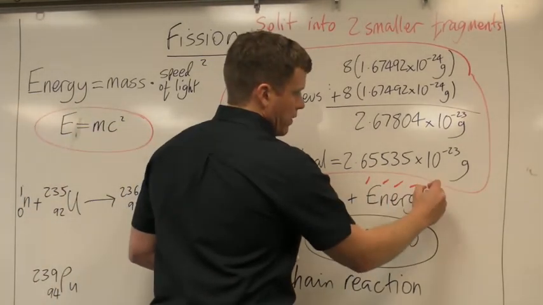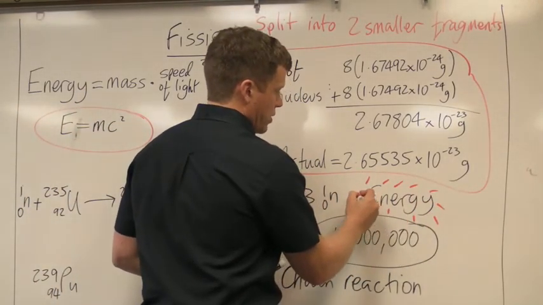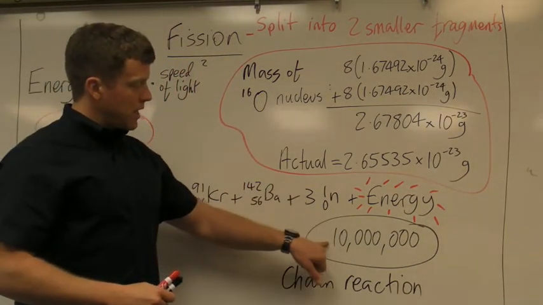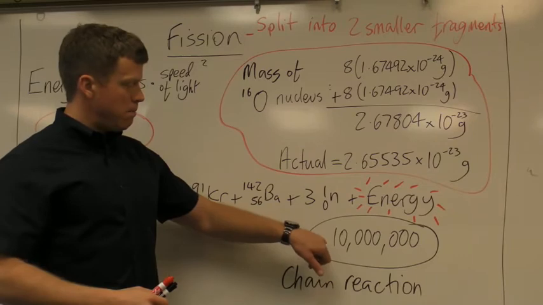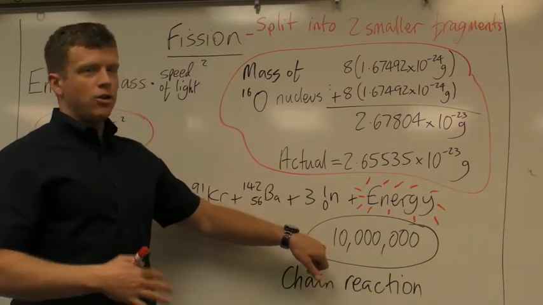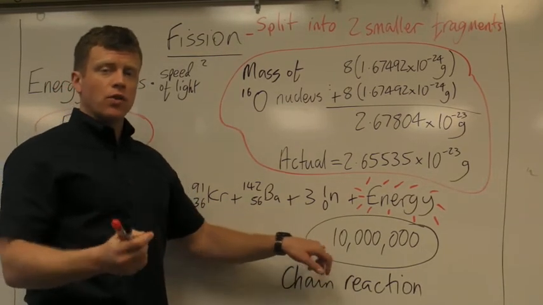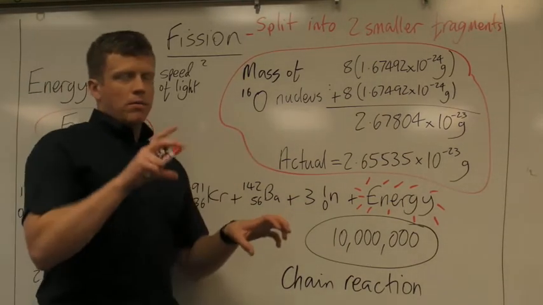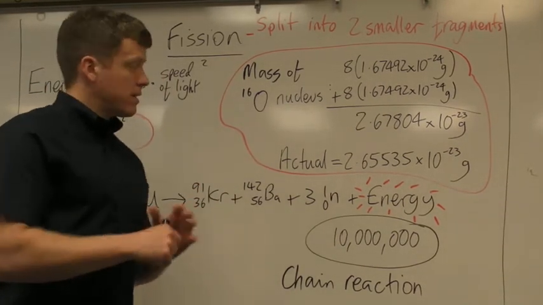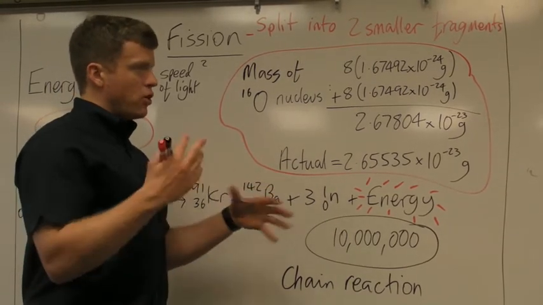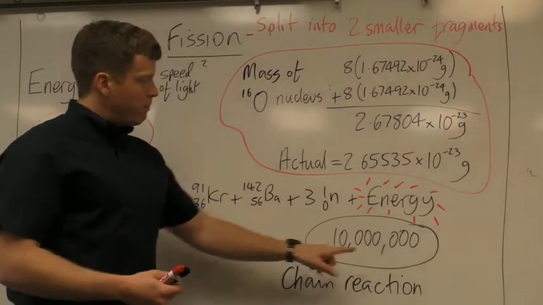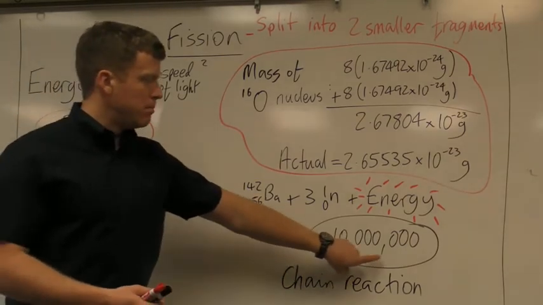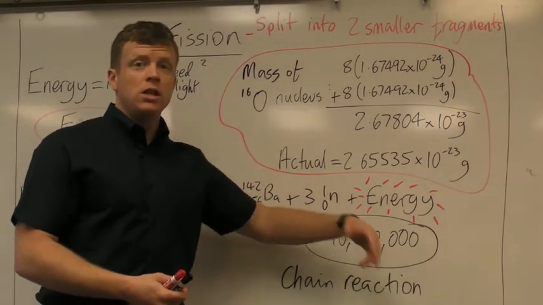So I'm going to put red around this just to demonstrate exactly how much is given out. So a huge amount of energy, and it's actually 10 million times more energetic than burning methane. So if you took equal amounts of uranium 235 and methane, which is natural gas, and you measure the amount of energy given out, the uranium 235 would be roughly 10 million times more energetic.